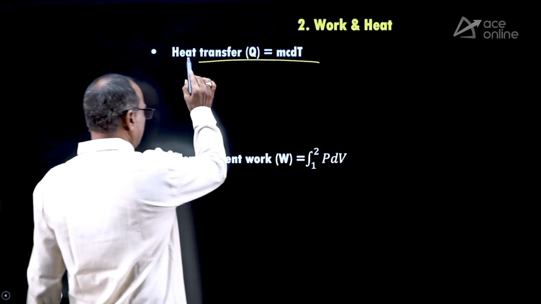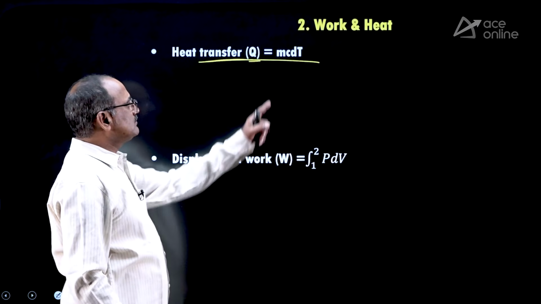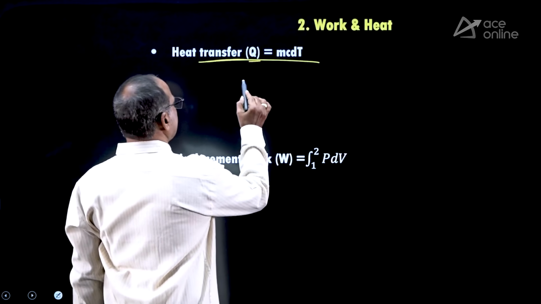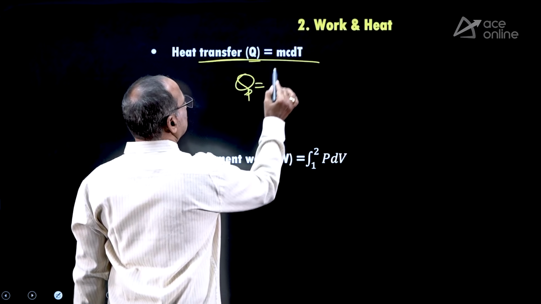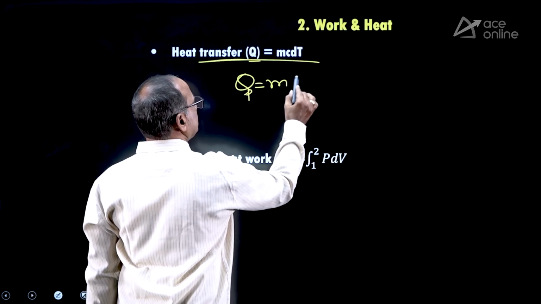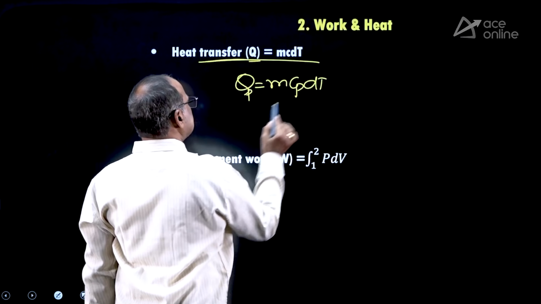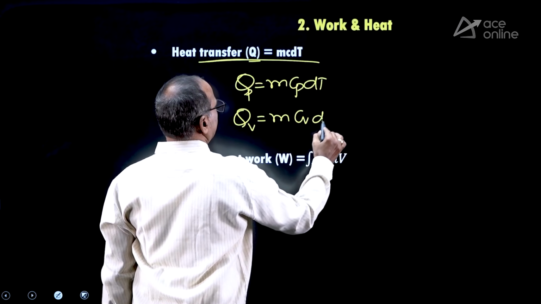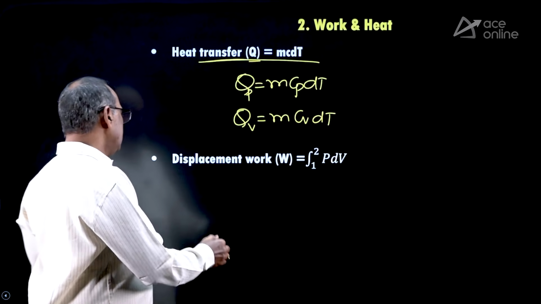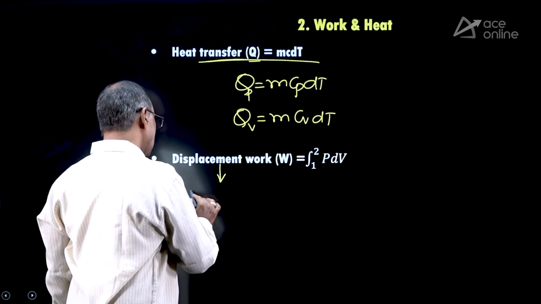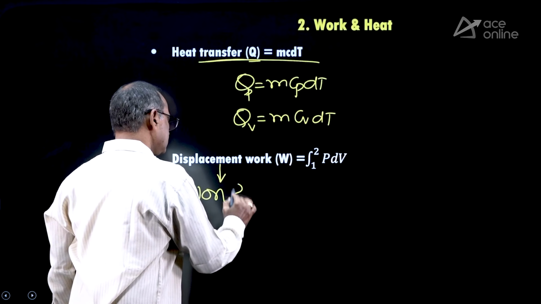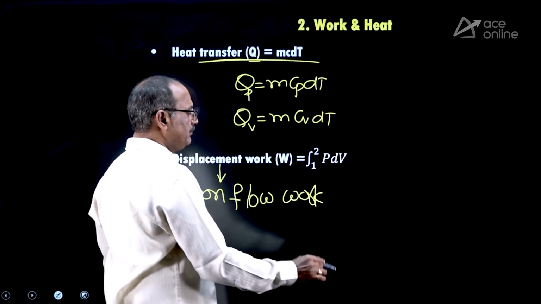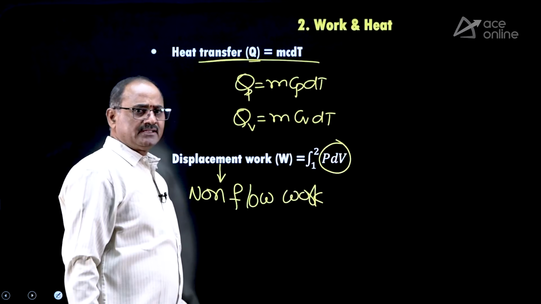The general formula for finding the heat transfer is Q equal to mc dT. If your process is at constant pressure, then the heat transfer at constant pressure equals, in place of c you write Cp, m Cp dT. Similarly, heat transfer at constant volume equals m Cv dT. Similarly, the displacement work, also called non-flow work, is equal to integral 1 to 2 PdV, or simply PdV.